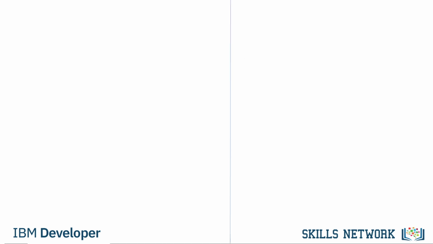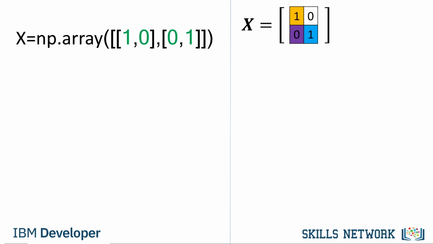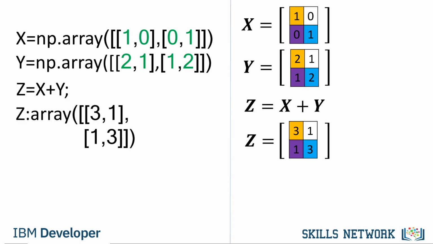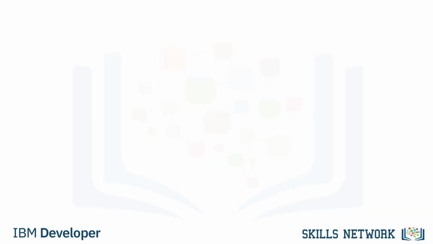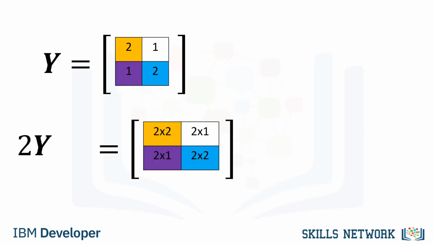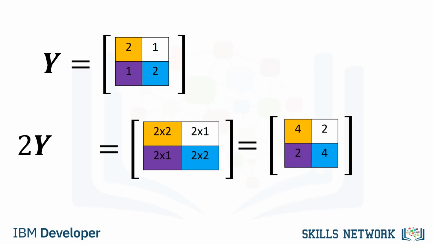To add 2 arrays in NumPy, we define the array, in this case X. Then we define the second array, Y. We add the arrays. The result is identical to matrix addition. Multiplying a NumPy array by a scalar is identical to multiplying a matrix by a scalar. Consider the matrix Y. If we multiply the matrix by the scalar 2, we simply multiply every element in the matrix by 2. The result is a new matrix of the same size where each element is multiplied by 2.